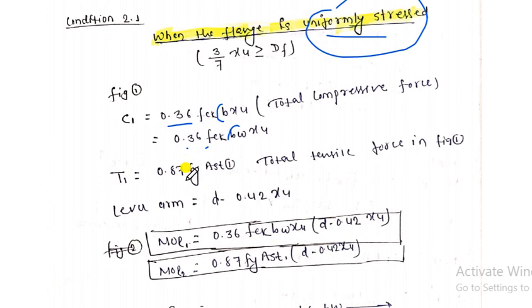Similarly T1 is 0.87 FY AST1, the total tensile force for figure 1. Similarly the lever arm, I hope you know how to calculate: D minus 0.42 XU. So the moment of resistance will be the same as what we did for the neutral axis lying in the flange. Same formula, the only difference is that instead of BF, here BW is substituted. So 0.36 FCK BW XU into (D minus 0.42 XU) for the compressive zone. Similarly for the tensile zone, 0.87 FY AST1 into (D minus 0.42 XU).